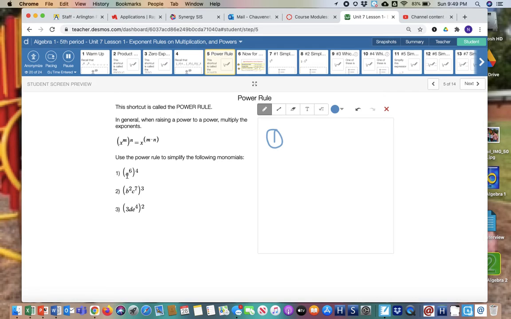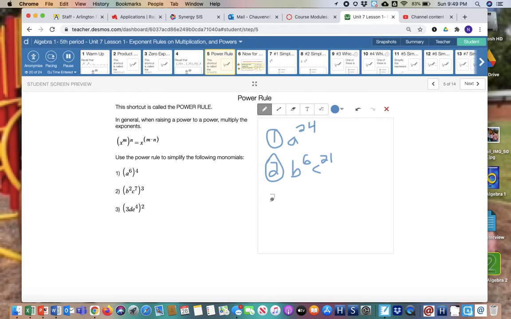So here you go. You see a to the 6th to the 4th. Well, 6 times 4 is 24. All right, well now we have b to the 2nd, c to the 7th, to the 3rd. So 2 times 3 is going to give me b to the 6th. 7 times 3 is going to give me 21.